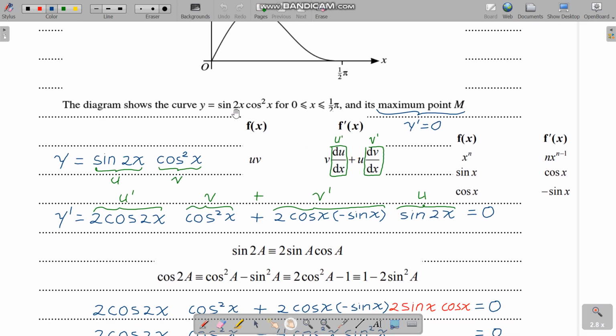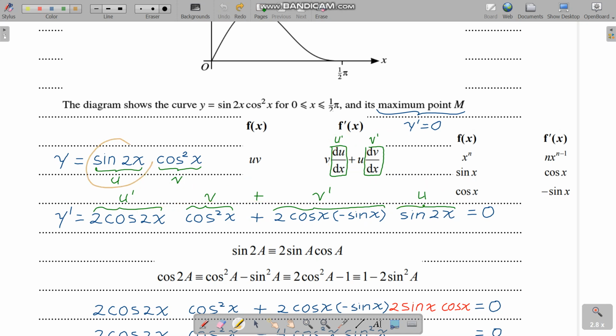The y is sine 2x cos squared x. This is a multiplication, we have to use the product rule. This is the product rule in the MF19. du/dx is u prime, dv/dx is v prime. So the formula is u prime v plus v prime u.